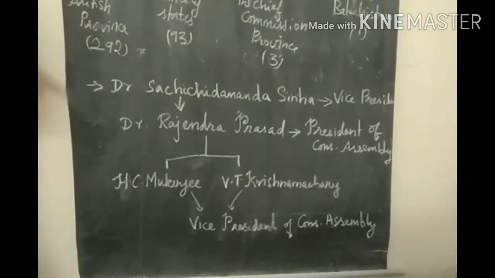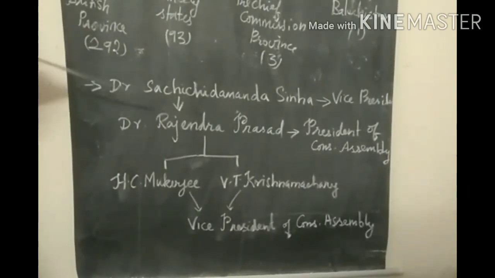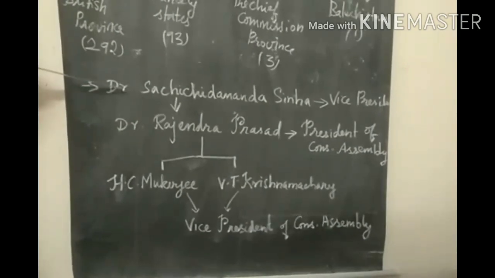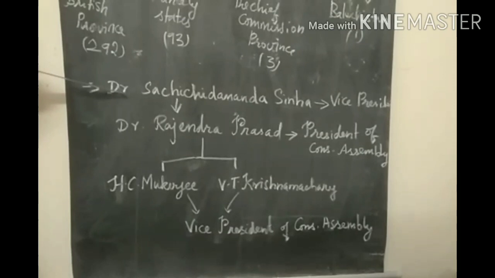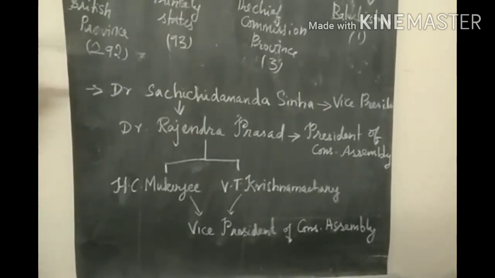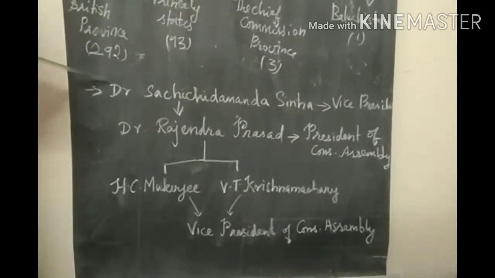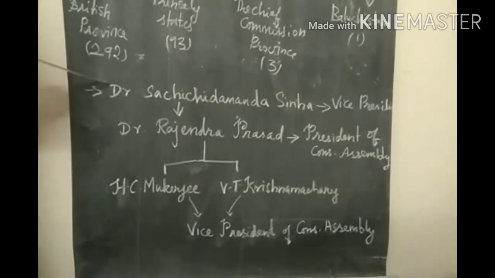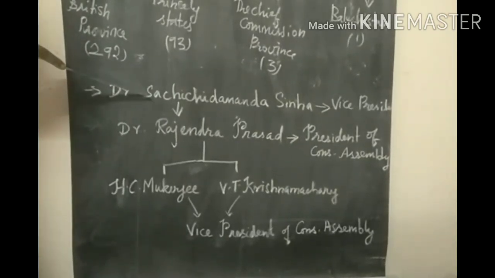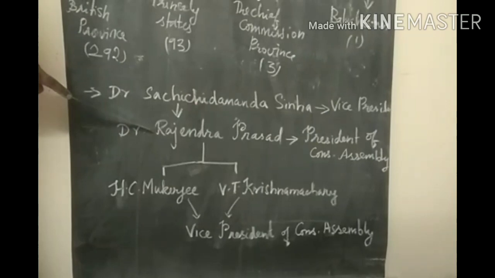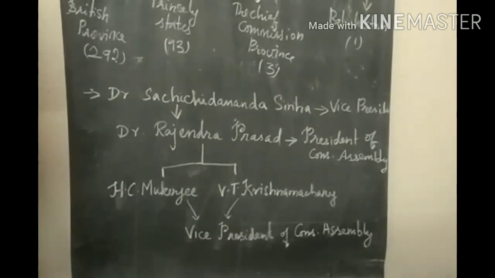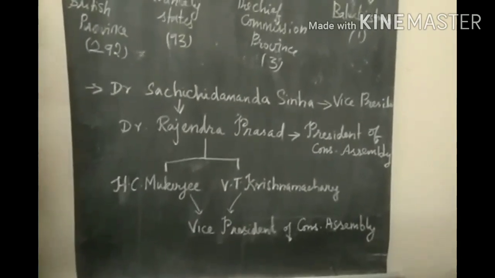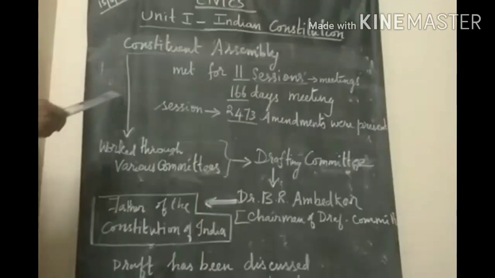This is the expected question. Who was the first Vice President elected for the Constituent Assembly? Dr. Sachidananda Sinha. For a very few days he was acting as the Vice President of the Constituent Assembly. After the death of Sachidananda Sinha, Dr. Rajendra Prasad, under the assistance of H.C. Mukherjee and V.T. Krishnamachari, was elected as the President of the Constituent Assembly.